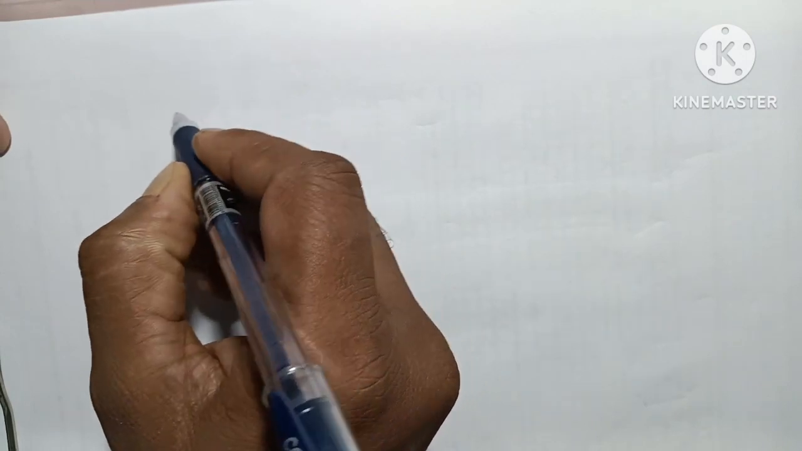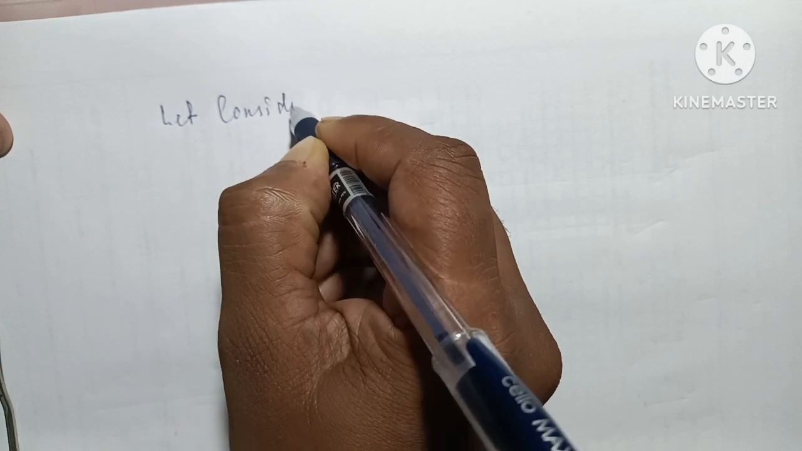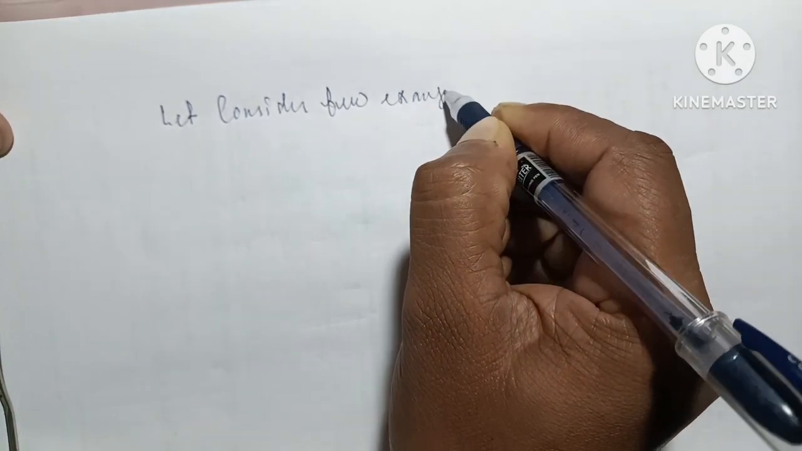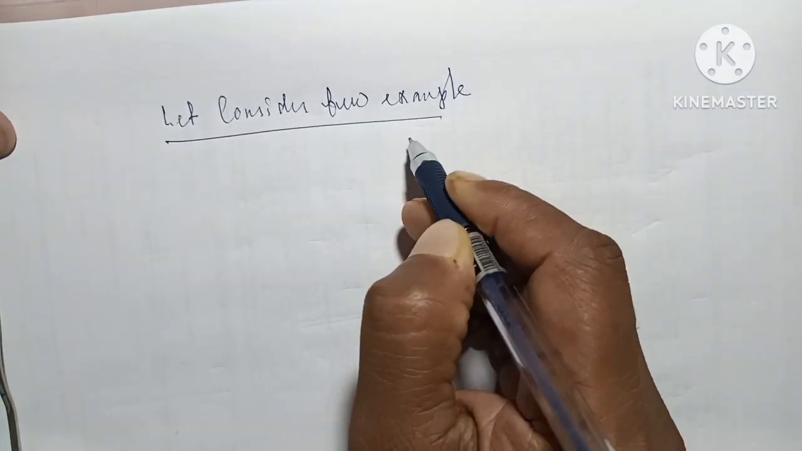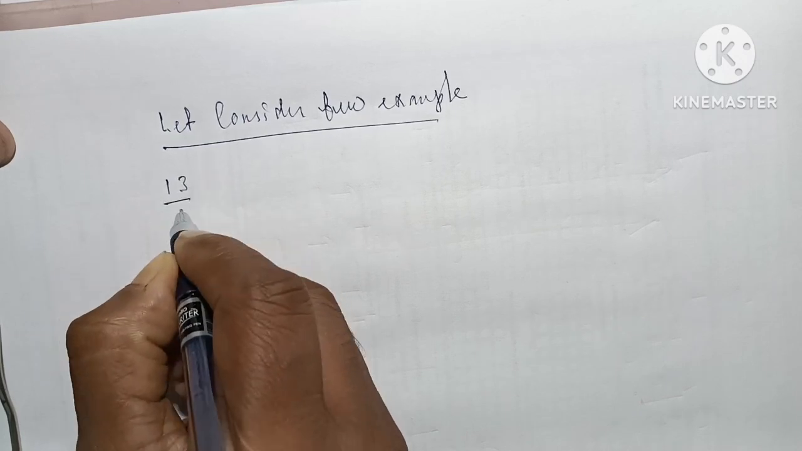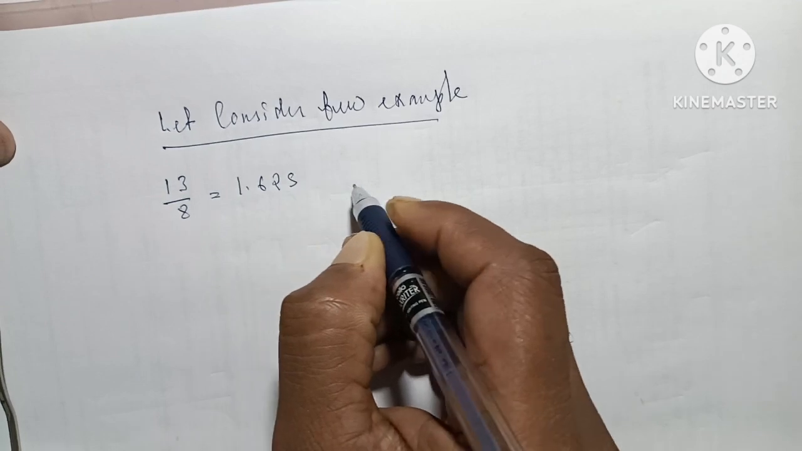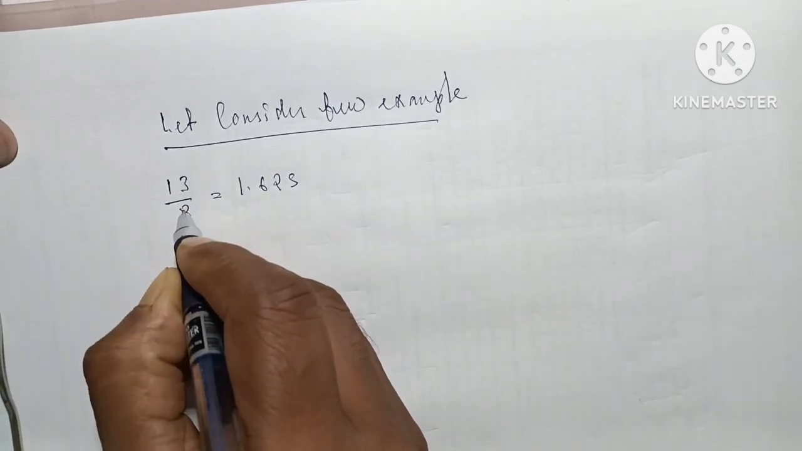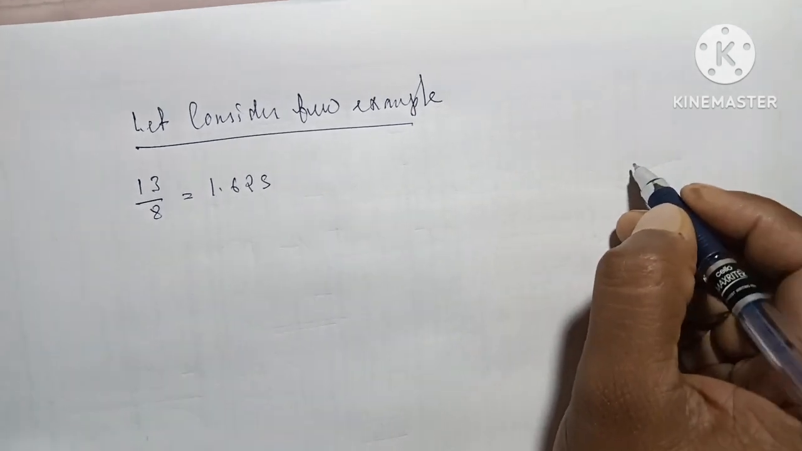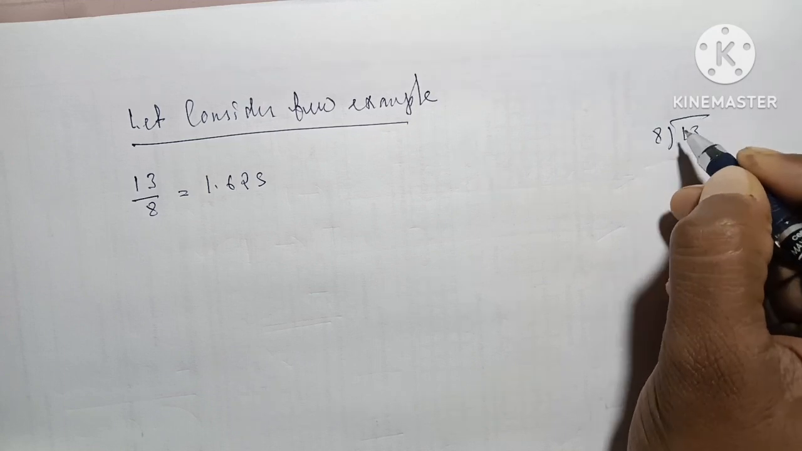Let's take the first example. Let's consider a few examples. This is the first example we consider. You see 13 by 8 here, it gives 1.625. How do I get it? You see, 13 you divide by 8.